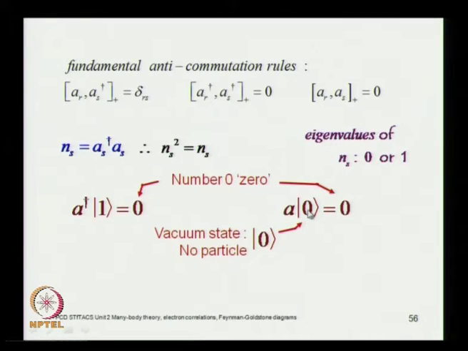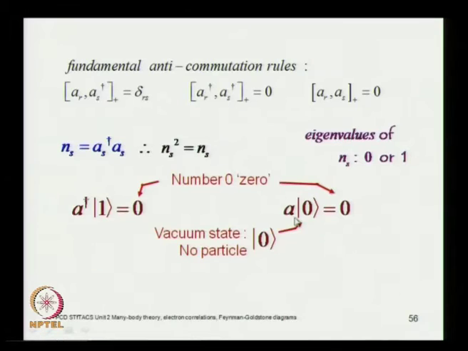nor can you destroy a particle from a vacant state, from a vacuum state. Why kill what is already dead? Right? If there is no particle in the state already, you cannot destroy a particle out of it. So, a, the destruction operator operating on the vacuum state, will give you the number 0. So, keep track of the difference between the number 0 and the vacuum state. The vacuum state is a vector in the occupation number space, the number 0 is the arithmetic 0 which ancient Hindu mathematicians invented. Okay, so, these are two different things.